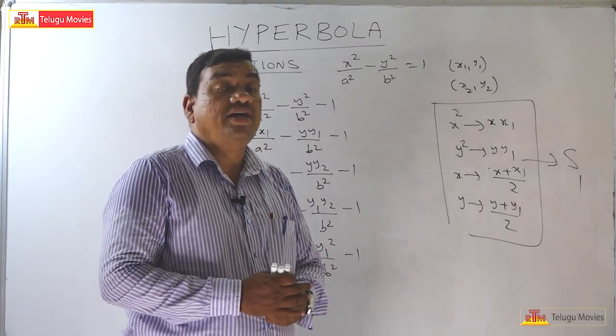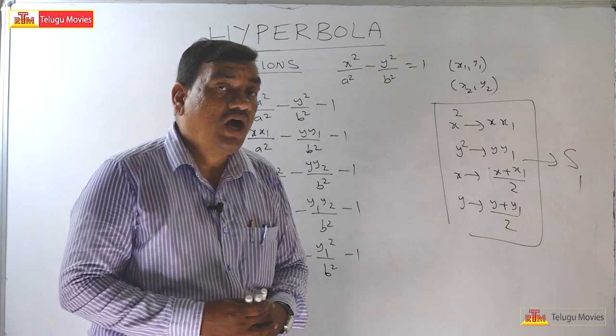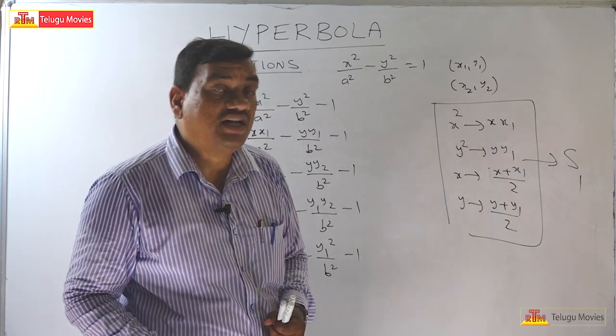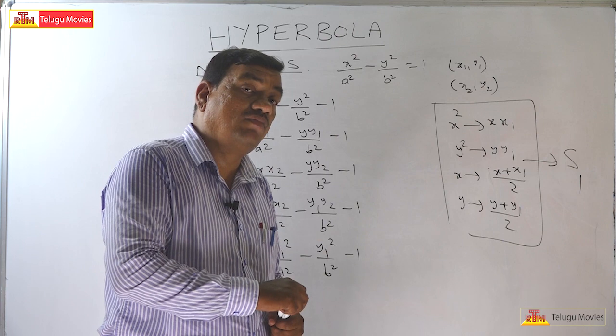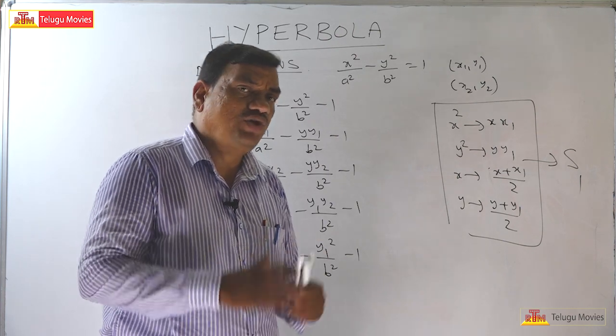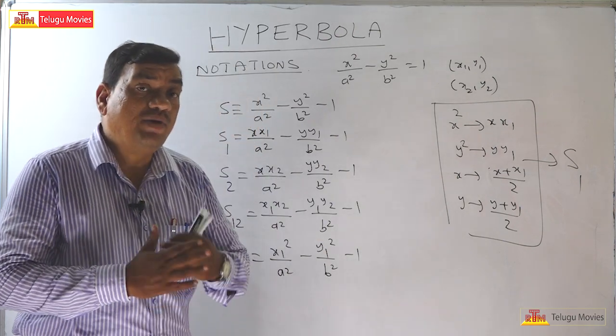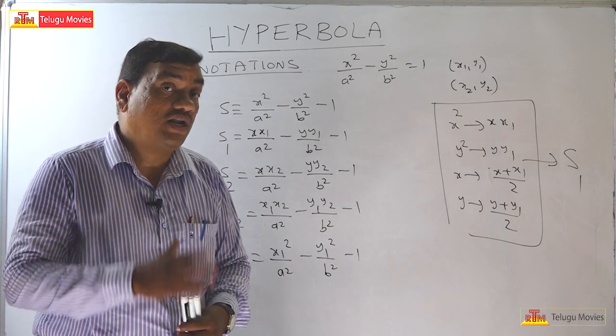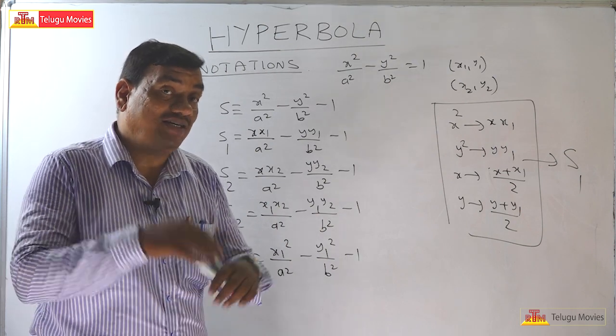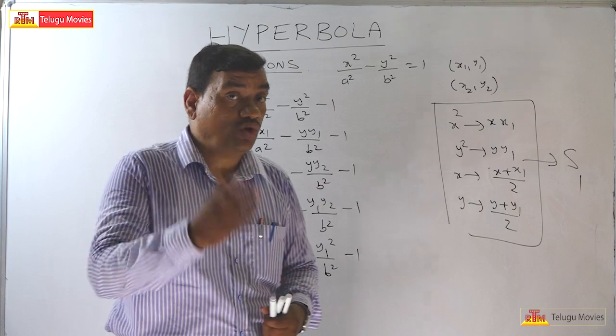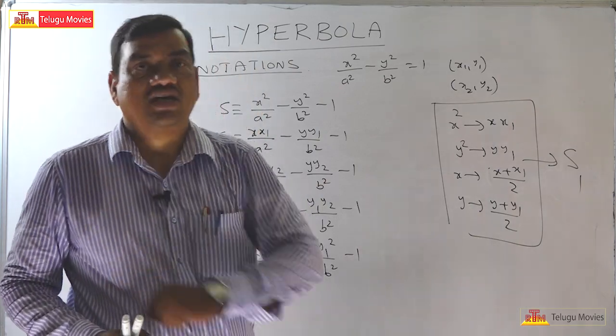So given a point, how to decide whether it is in the interior of the hyperbola or the exterior of the hyperbola. Let us see that. So if you observe here, the hyperbola is an open curve. Then how to decide which is interior and which is exterior? Okay, so don't go away. Let us see that concept.